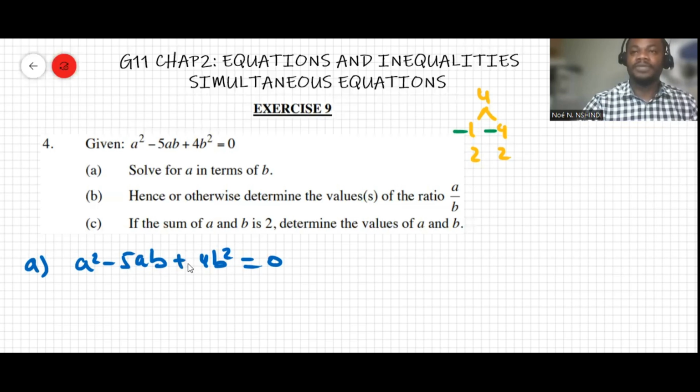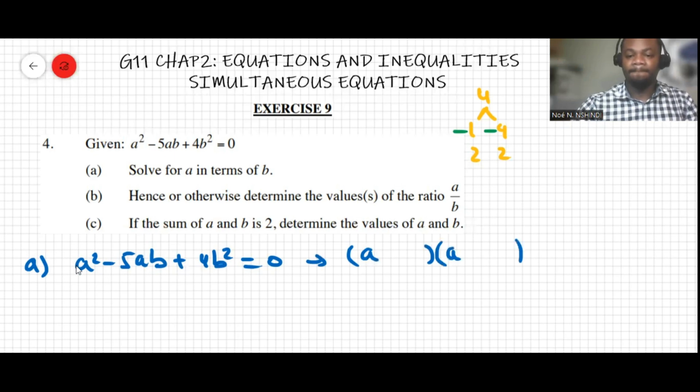That's the +4. If you struggle with factorization, we recommend a playlist that we have in this channel on factorization, because you have so many videos on factorization there. Then over here, because we don't see any coefficient of a squared there, we can just place a in the bracket, equals 0, and then over there we're just going to say minus 1b, or just b, and then minus 4b.